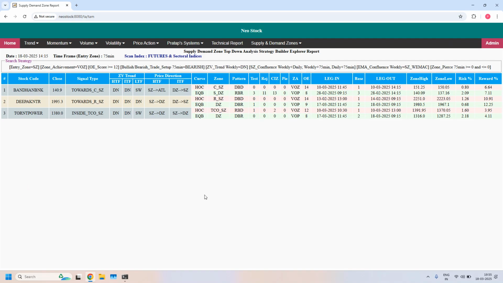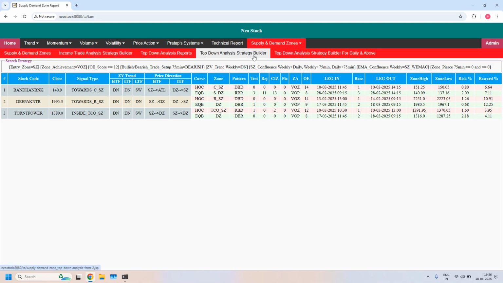Now we got 3 stocks. So these 3 75-minute supply zones are having even more high probability to get success. So this is about the bearish trade setup for weekly income trade. Next, we will look into daily income trade reports, bullish and bearish trade setups.